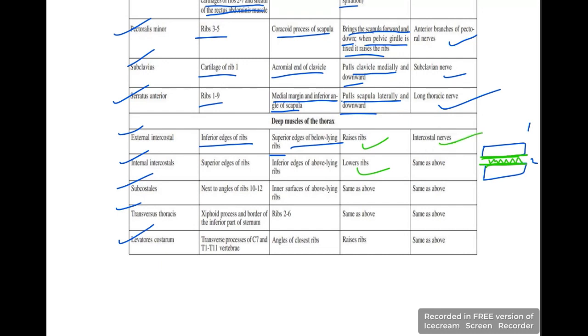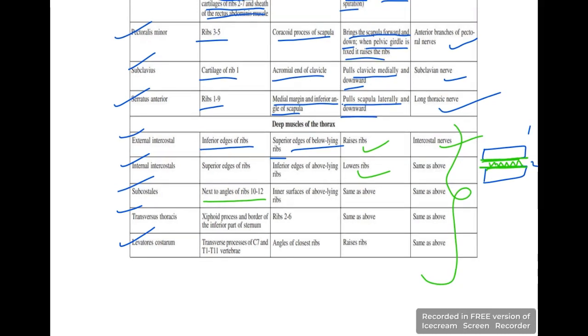All the deep muscles of the thorax have the same innervation, the intercostal nerves. Now next is the subcostal, next to the angle of the ribs, which is 10 to 12. Inner surface of the above lying rib. Subcostal muscles are also an inner lining of the thorax, which has the ribs, but which ribs, 10 to 12.